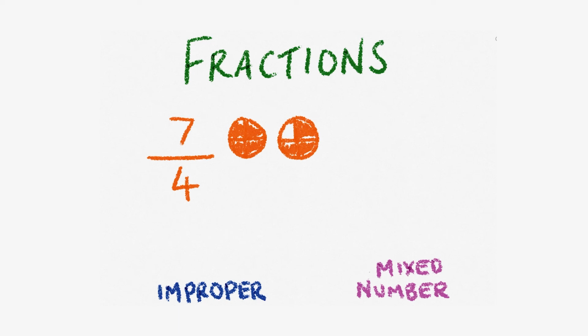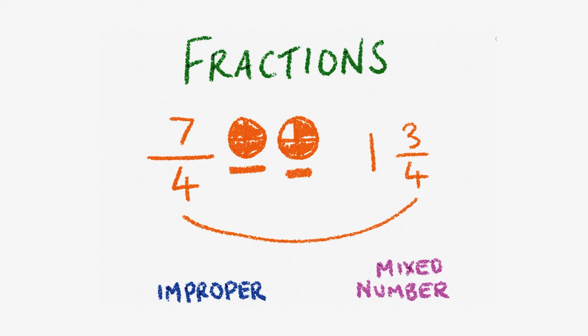7 quarters. Now we can write that slightly differently because, well, it shows here that we have one whole object and 3 quarters. So our mixed number, which is a new way of thinking about fractions, now says one whole object and 3 quarters. Now that is the same as saying 7 quarters, but it is a mixed number fraction. Let's do some more mixed number fractions.